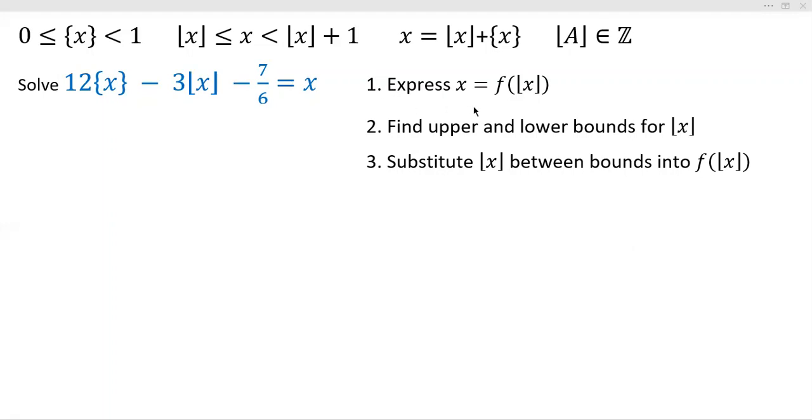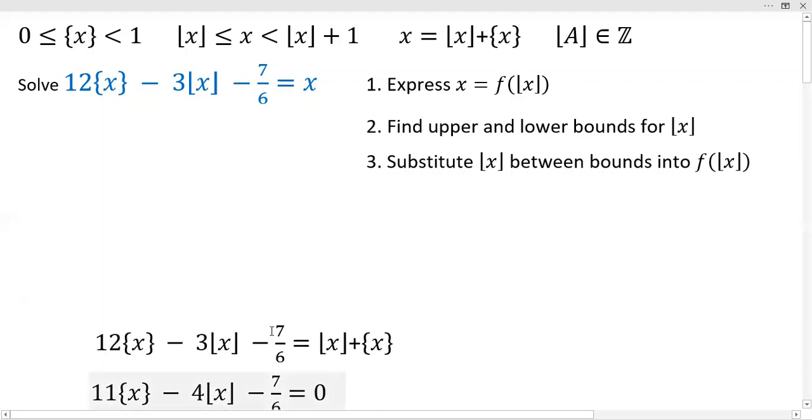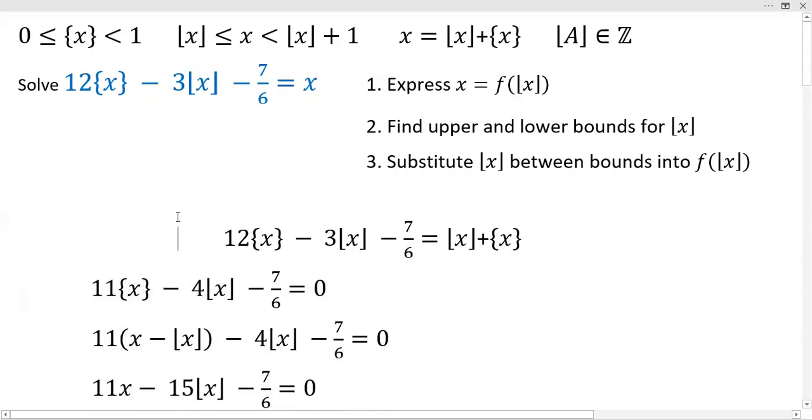You can go through manipulations using properties to express x as a function of its floor. You can find upper and lower bounds for the floor using this inequality right here. And then once you've found those, you substitute each of them back in to solve the problem. All right, now let's take a look at how this might go. Here we go. Let's get this up for your viewing pleasure.